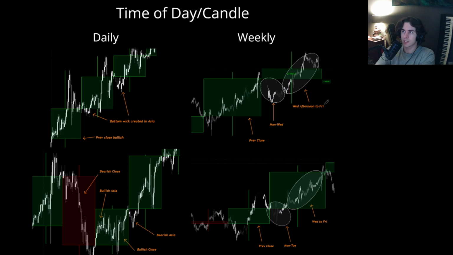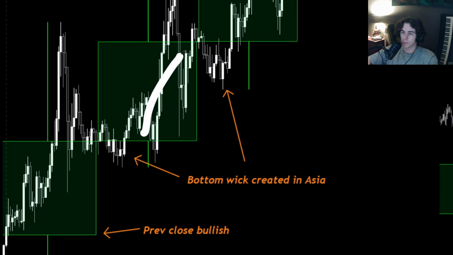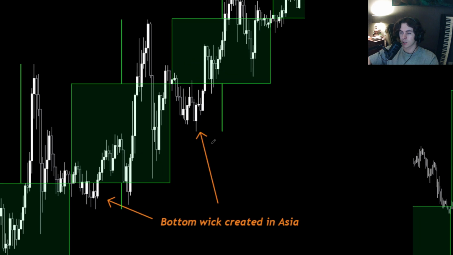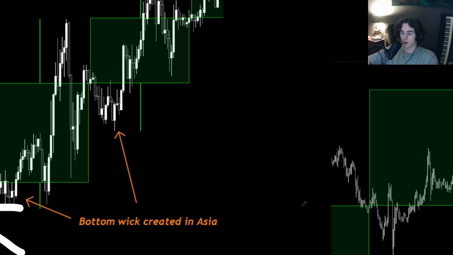So if the previous day closes bullish and I'm trading Asia session, I'm trading in the first half or open of that new day. Because the previous day closes bullish, I would be expecting it to create a bottom wick in Asia to then push bullish later on during the day. So as we can see here, previous day closes bullish, Asia session is bearish, previous day closes bullish, Asia session is bearish. We're always creating that bottom wick in the first half of that day.